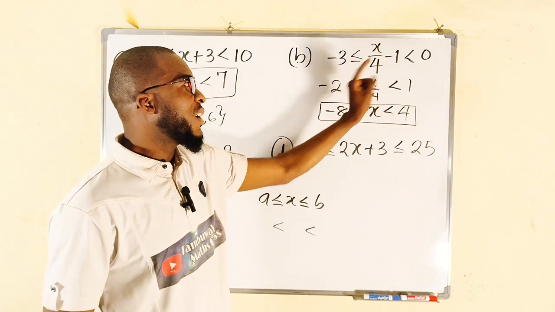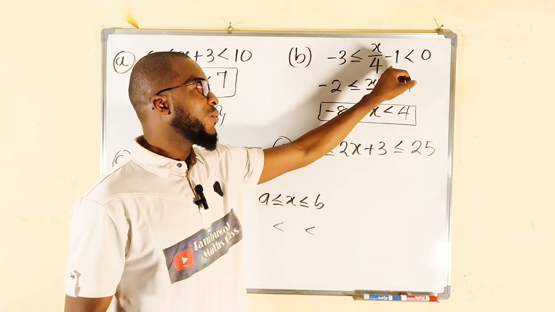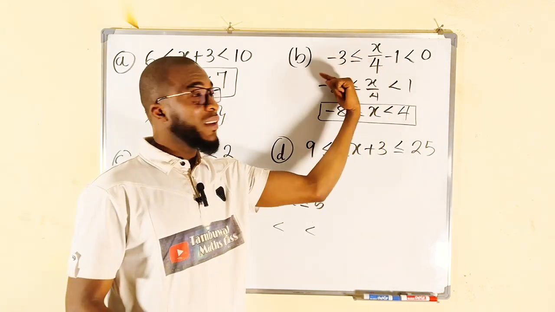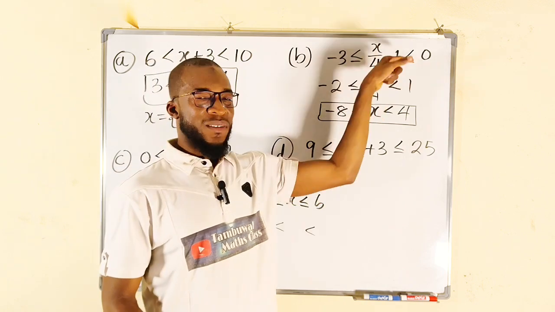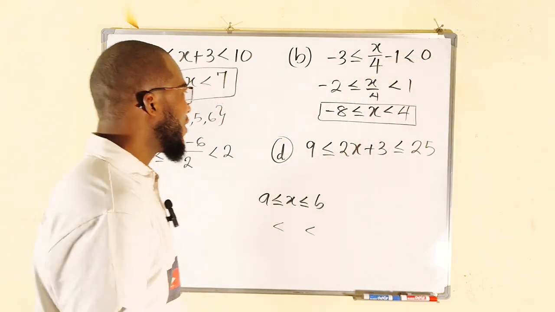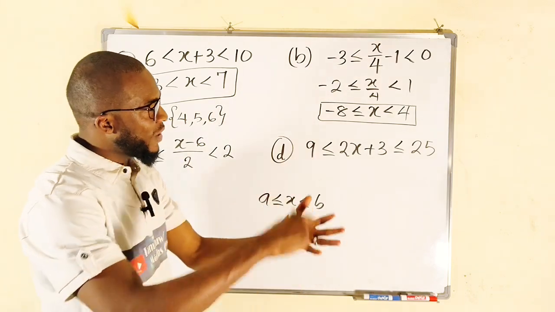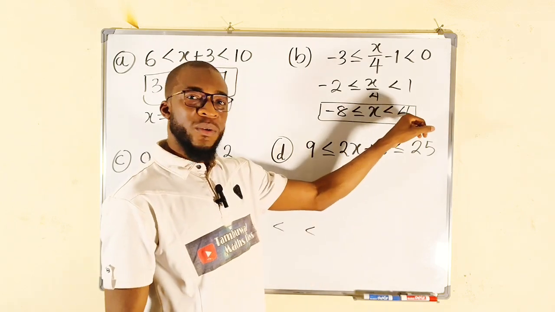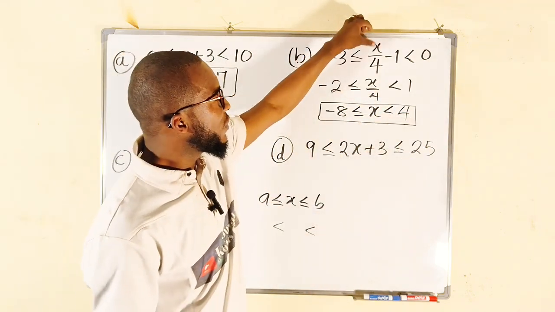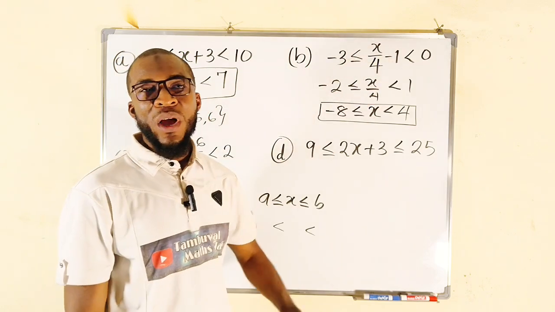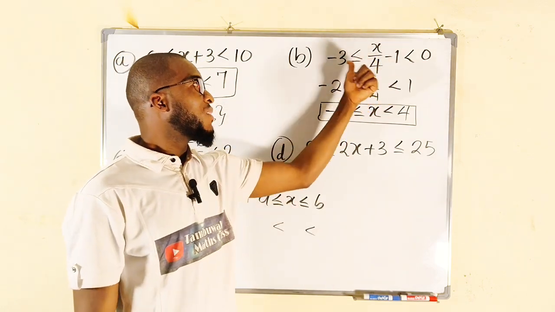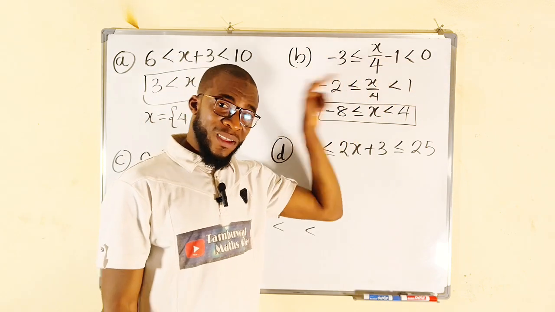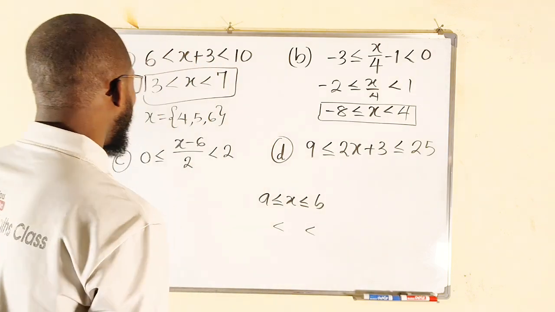Negative 8 divided by 4 is negative 2, and negative 2 minus 1 is negative 3. You can see that negative 3 is indeed equal to negative 3, and that negative 3 is indeed less than 0, so it's satisfied. You can choose values between negative 8, negative 7, negative 6, down to 3, because 4 is excluded. If you choose 4, 4 divided by 4 is 1. 1 minus 1 is 0. You know that 0 is greater than negative 3, but you cannot say 0 is less than 0. It is equal to 0, right? So it will not satisfy.